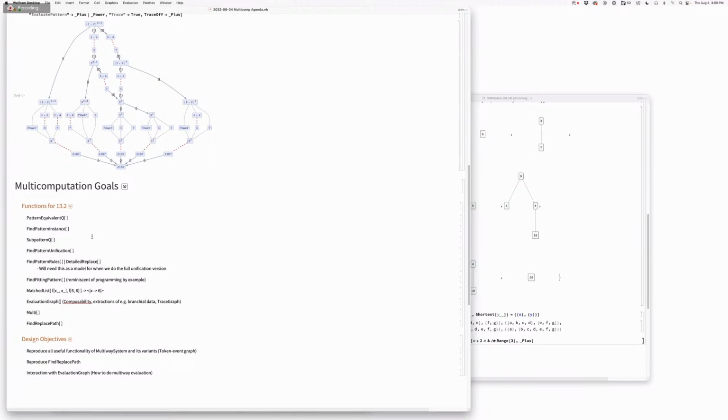Well, some of them are just unrelated to the thing I've done. The most related is that detailed replace, I think. Okay. And find pattern rules. Okay.